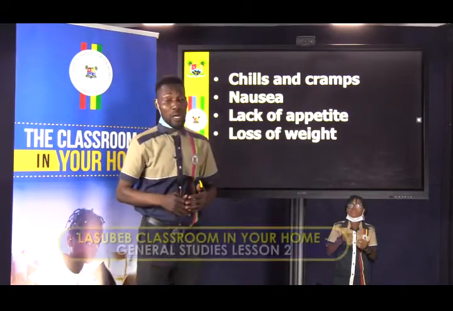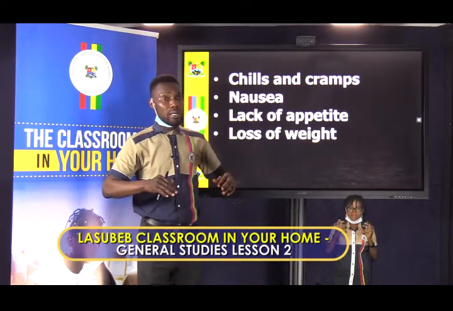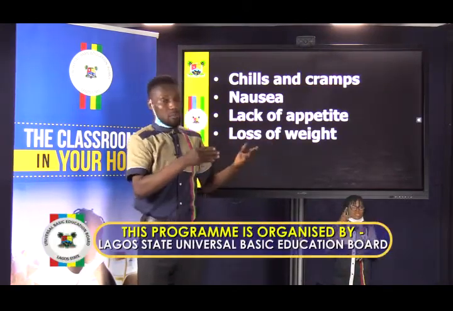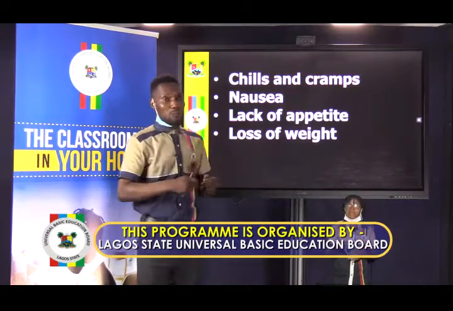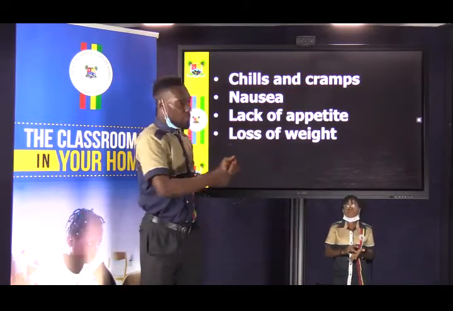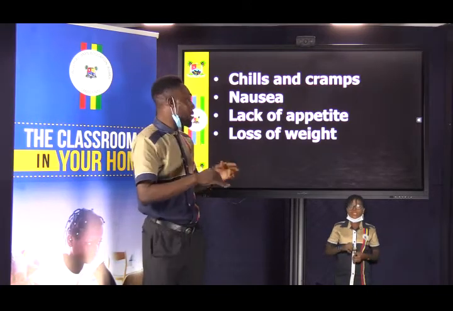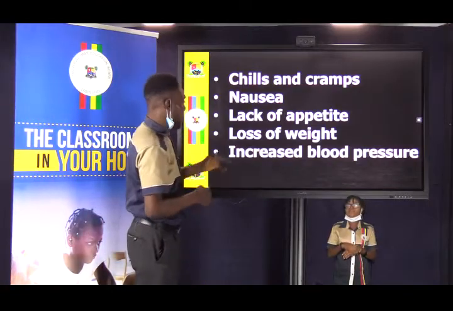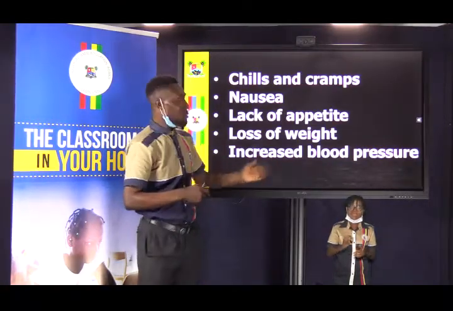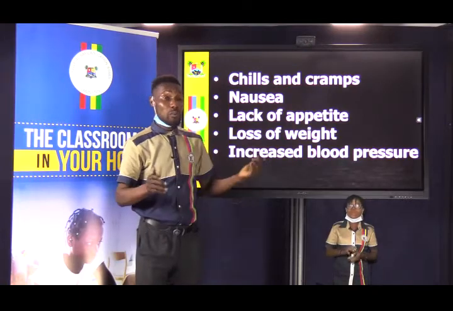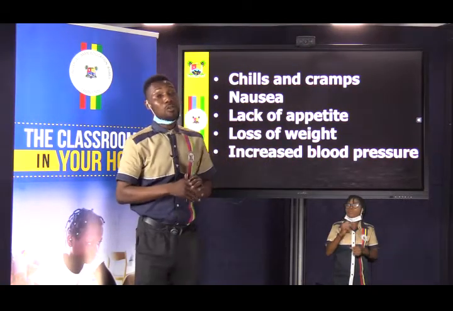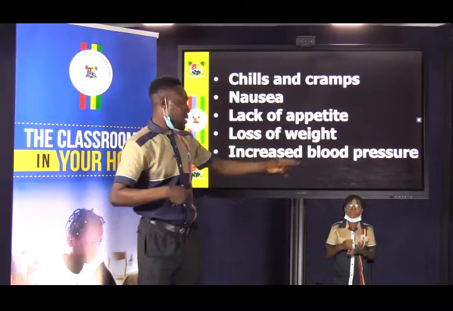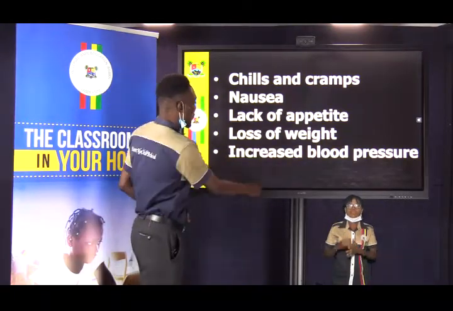Next one is loss of weight. People will start examining or looking at the person as if somebody is sick. Just because of taking those hard drugs, the body system will start working negatively, and it may cause the person to lose weight. Increased blood pressure. It's likely for the person to have high blood pressure because of the hard drugs or those illegal drugs that are taken. It will affect the body system and it will cause high blood pressure.